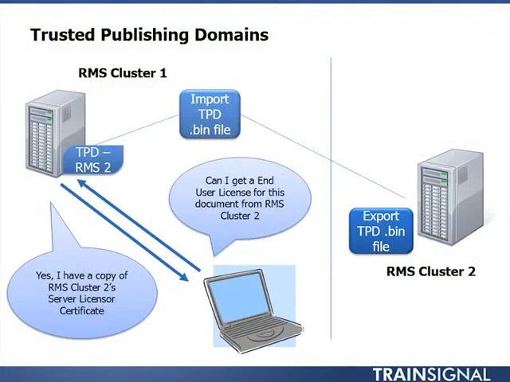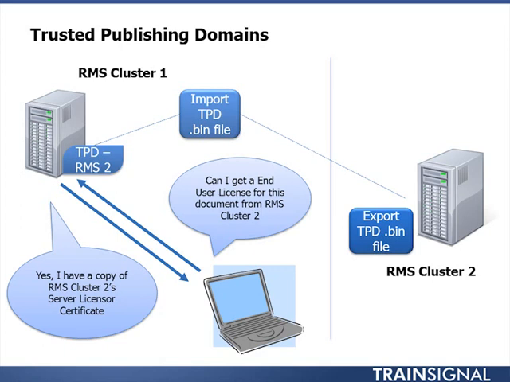So our second interoperation scenario is called trusted publishing domains. In a TPD scenario, I've got a local client who calls his local RMS server and says, hey, I've got this RMS document that I got from cluster 2. It was signed by cluster 2, but I want to get into it anyway. Hey, RMS cluster 1, can you help me with it?